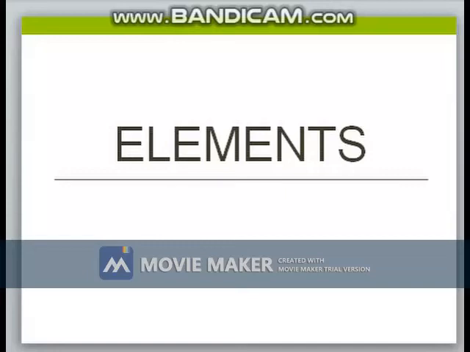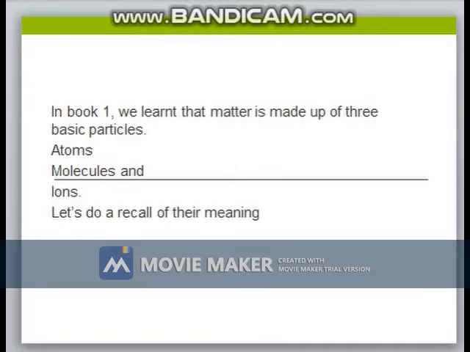The topic elements. Remember, in book 1 we learned that matter is made up of 3 basic particles, i.e. atoms, molecules, and ions. Let's do a recall of their meaning.